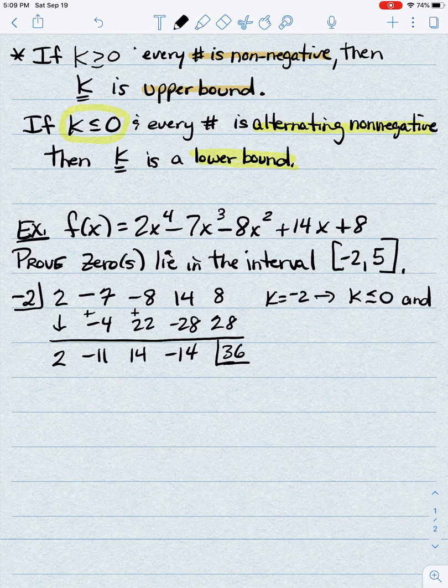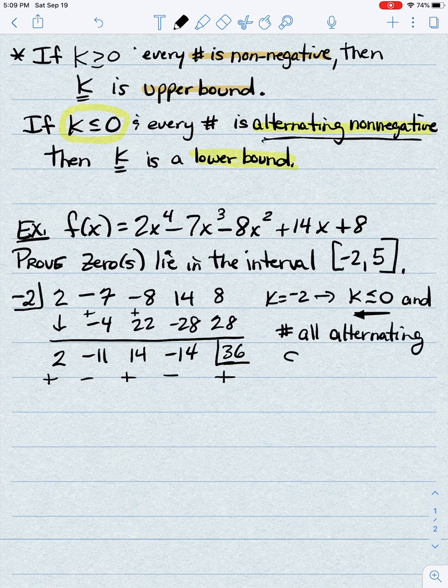All right, so let's try that again. So if k is equal to -2, that says k is less than or equal to 0. So I'm looking back over here, and the signs are alternating non-negative. Okay, alternating. So we go positive, negative, positive, negative, positive. That's what I mean by the signs are alternating. Okay, so what that does is, numbers all alternating.